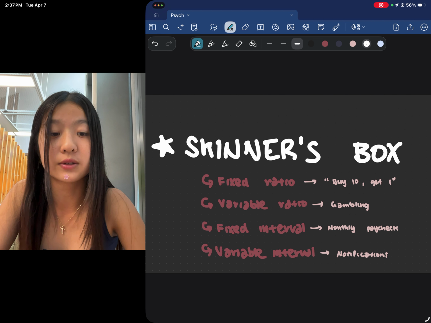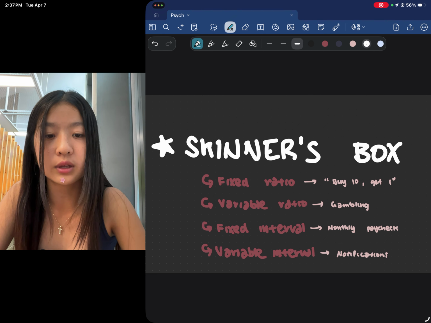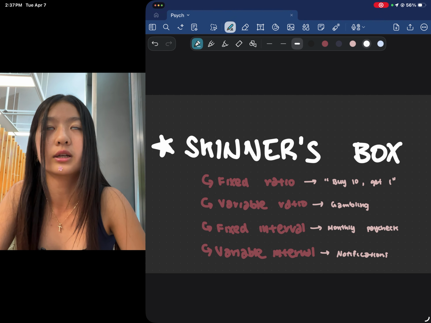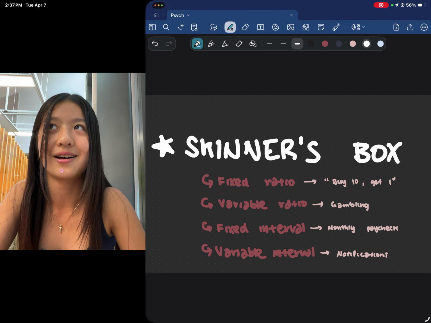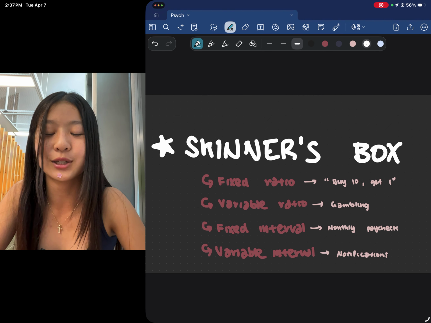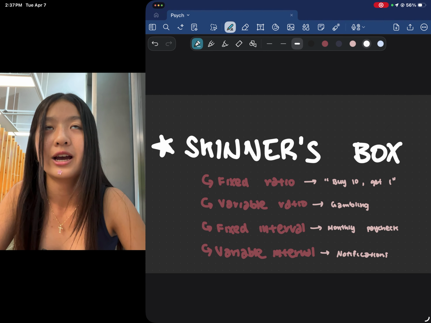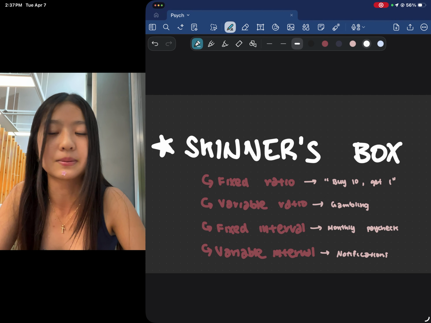The third one we have is fixed interval, and both of these ratios just mean it's a set amount of time something happens, but interval means it's a set time duration. So fixed interval is a time duration. After 10 minutes, the dispenser will drop a treat.